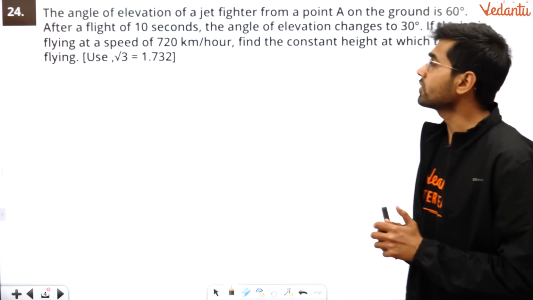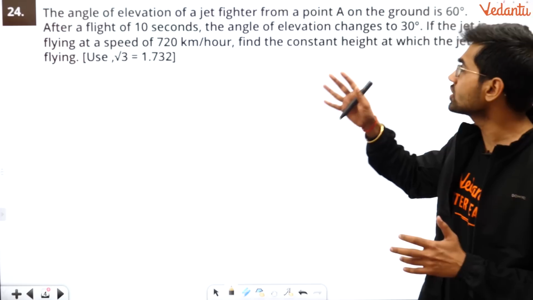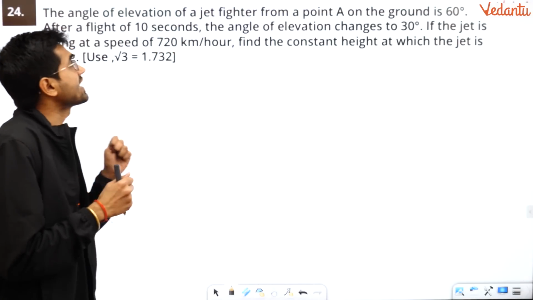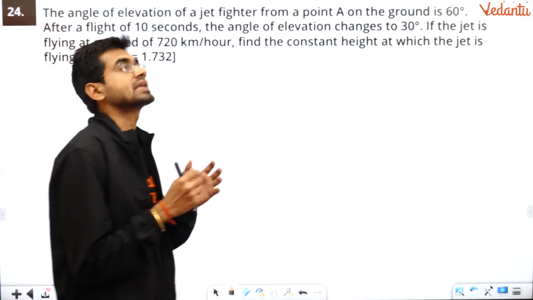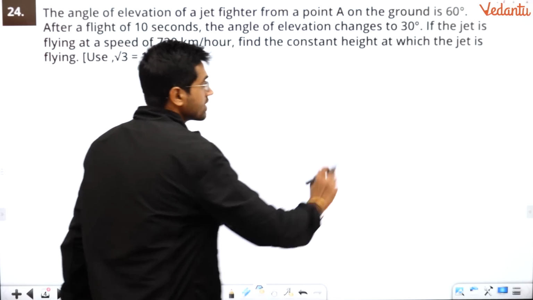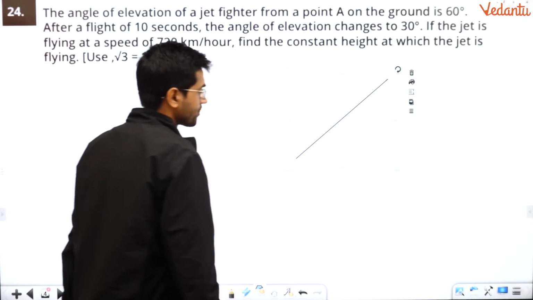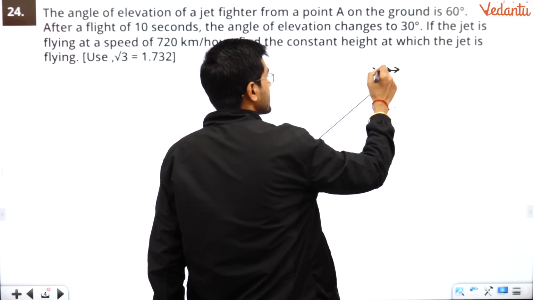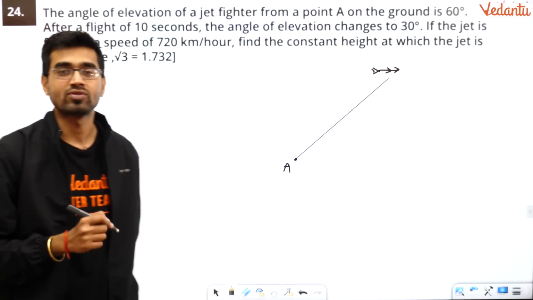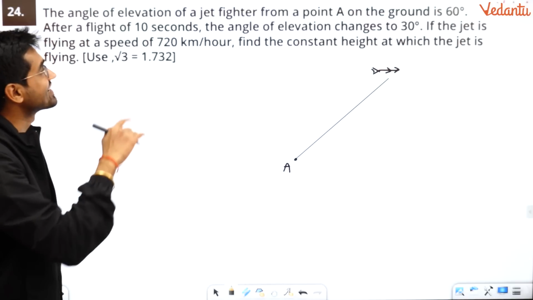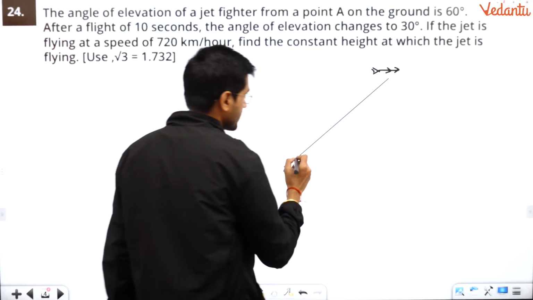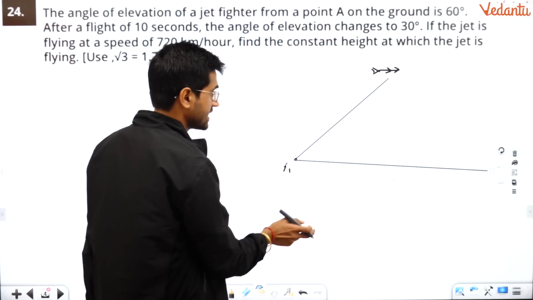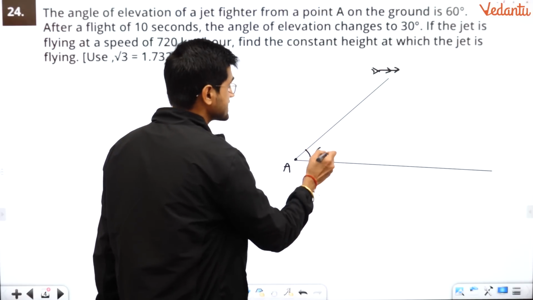Let's start with question number 24. Let's read it. The angle of elevation of a jet fighter from a point A on the ground is 60 degrees. So there is a jet fighter and you are watching it. Angle of elevation is like you are watching something up. So from a point A on the ground, there is a jet fighter. It's an arrow, it's a jet fighter. The angle of elevation from point A is 60 degrees. So let us consider this situation where the angle of elevation is 60 degrees.